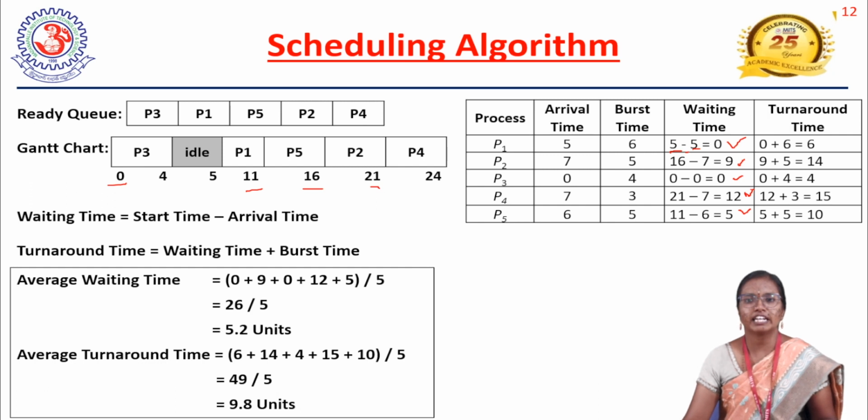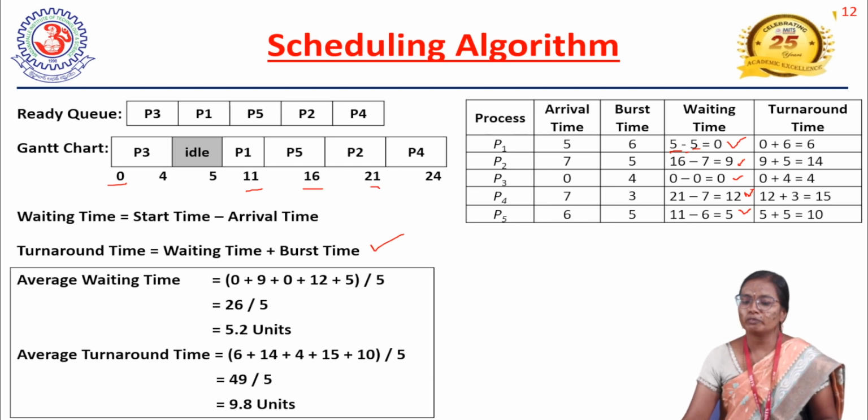Next, we have to calculate turnaround time. To calculate the turnaround time, we simply sum up the waiting time and burst time. When we add burst time and waiting time, we get the turnaround time. We have already calculated the waiting time, so we just have to add the burst time, which is already given in the problem.